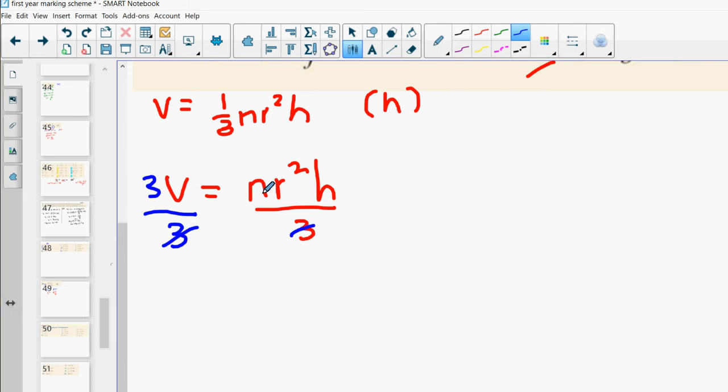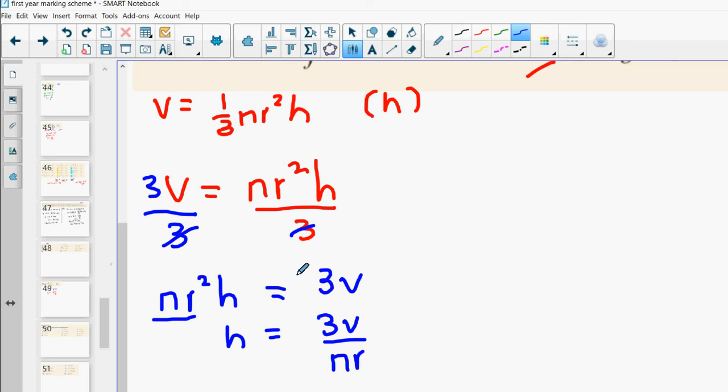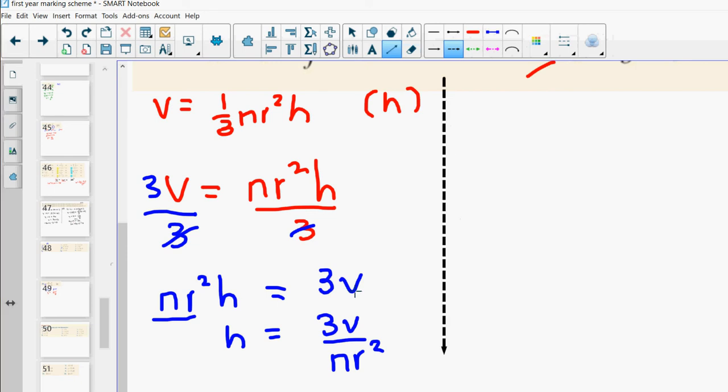I will then do a switch because I generally like my target on the left while I like everything else on the right. You don't have to, but that's the way I always do them. The h is being multiplied by the pi and the r squared, so if they're multiplied on the left, they must be division on the right. Only because we know they're being multiplied. Everybody cool with that one? Okay, that was number 26.